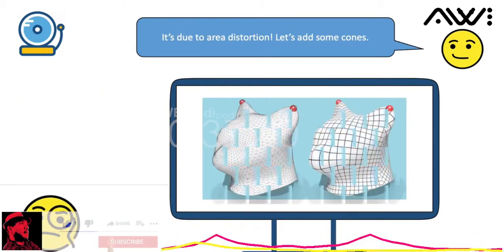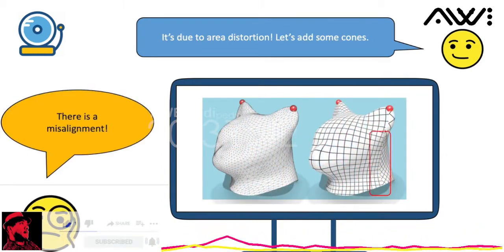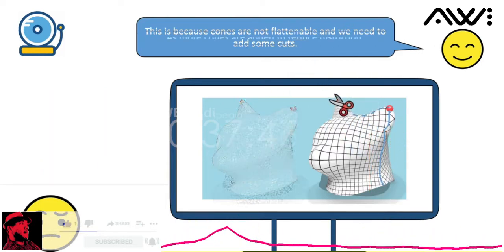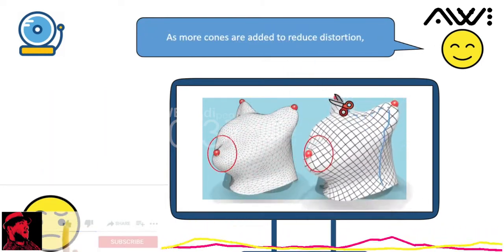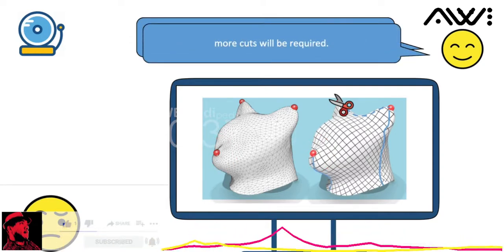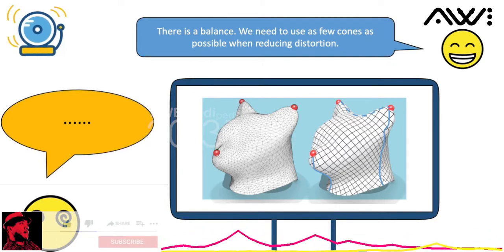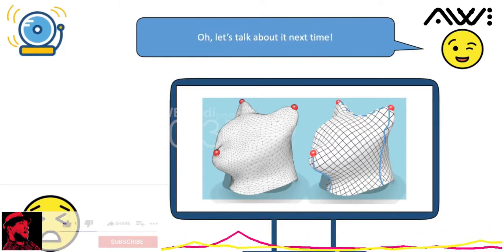Let's add some cones. There is a misalignment. This is because cones are not flattenable and we need to add some cuts. As more cones are added to reduce distortion, more cuts will be required. There is a balance. We need to use as few cones as possible when reducing distortion. Oh, let's talk about it next time.